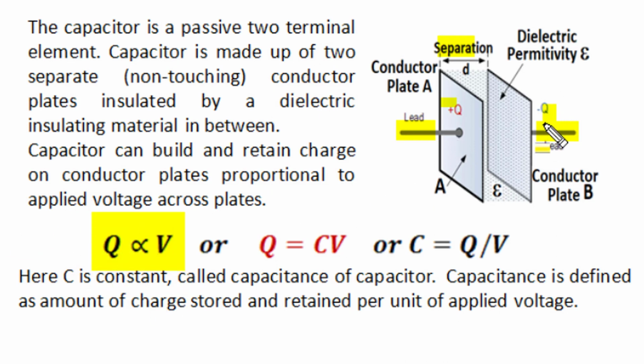applied across capacitor plate. Now this Q proportional to voltage relation can be converted into equality using a constant known as capacitance, and our relation will become Q is equal to CV, where capacitance is the property of this configuration to build and retain charge per unit of applied voltage, and capacitance is measured in farad, and practical capacitors got a small size and their capacitance are measured in microfarads only.